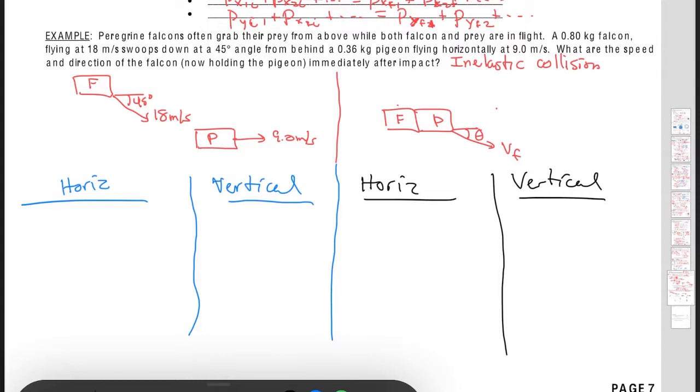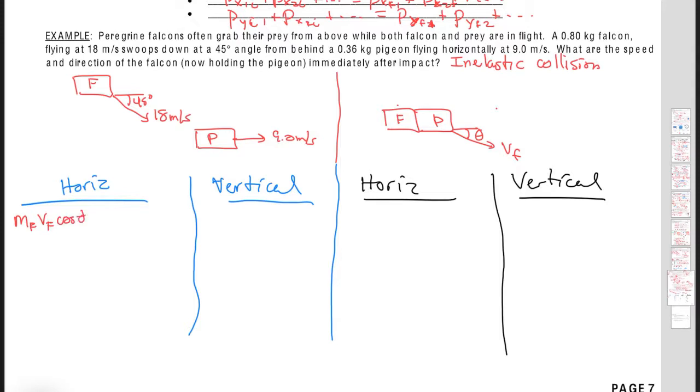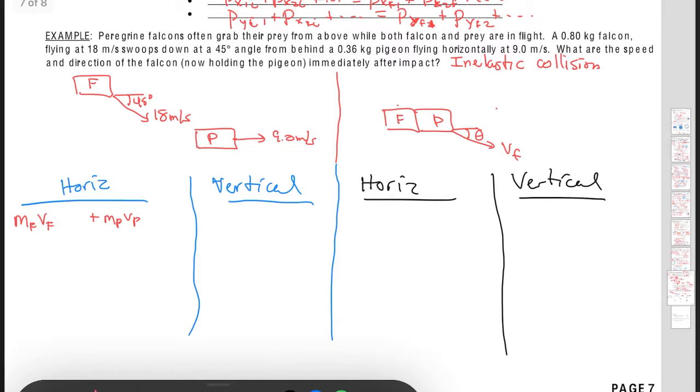So if I want to keep all this craziness sorted, horizontally before the collision, before the falcon actually grabs the pigeon, both of them are contributing to the total momentum. Sorry, my cosine looks a little weird. My stylus kind of drags a little bit. So that's our horizontal. And now our vertical: note that the pigeon's only going in the horizontal, so our vertical is only going to be from the falcon.